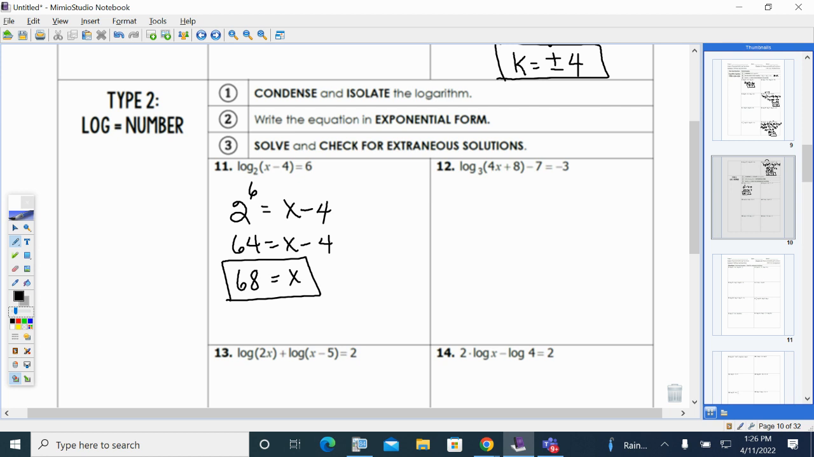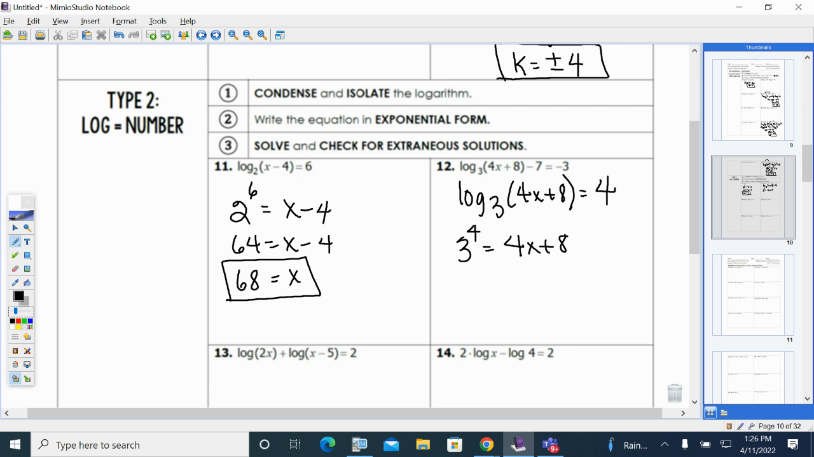On number 12, the log does need to be by itself. So for number 12, to start that out, you would need to add the 7 to the right side. So log base 3 of 4x plus 8 is equal to negative 3 plus 7 would be a 4. And then we want to change that back, change it into an exponent form. So 3 to the 4th power is equal to the 4x plus 8.